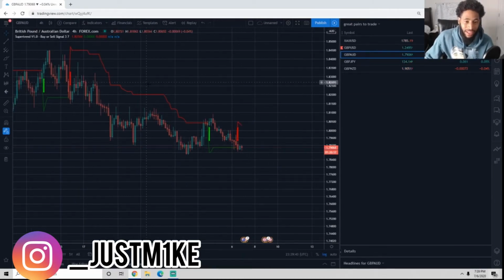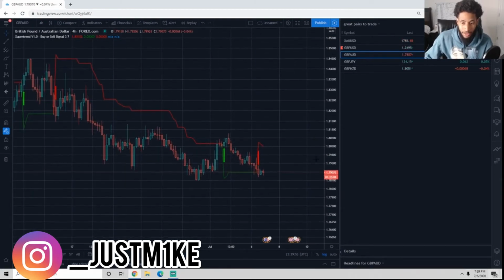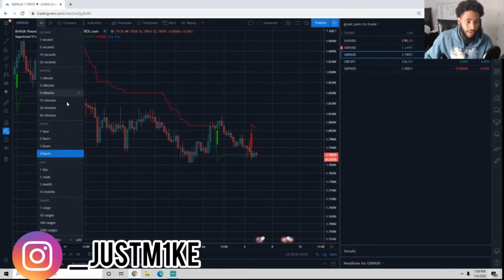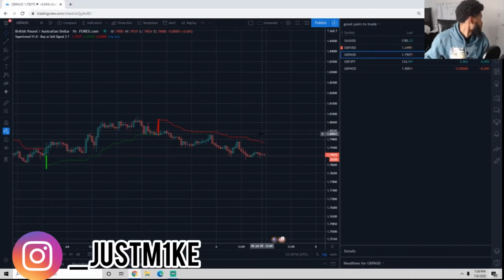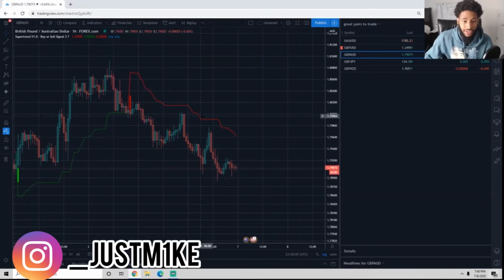You see I don't have a lot of noise, and don't forget I also mark up my support and resistance. I just don't have it on here for you guys because I don't want to make a lot of noise. So see, it's selling right here. If I go to the hour one chart, this is also selling. You can kind of see it, guys. It's under that red line like I was telling you guys in my previous videos.